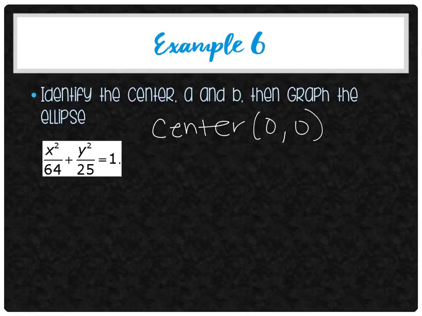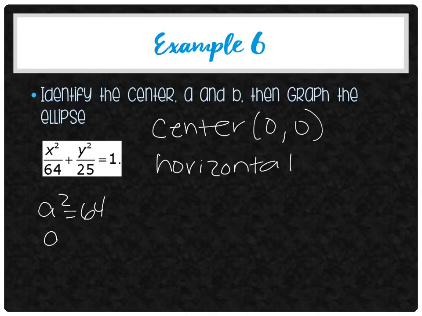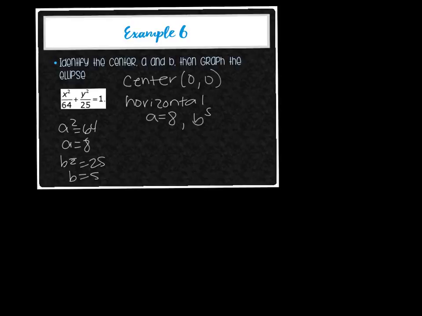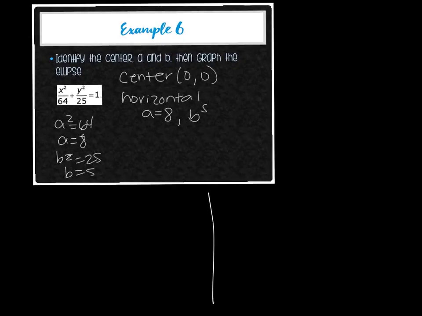Good. 64 is bigger, and that's under the X, so this is horizontal. A squared is 64, so A is 8. B squared is 25, so B is 5. And then you graph. So horizontal tells me I'm counting right and left the bigger of the two, which is the A. 1, 2, 3, 4, 5, 6, 7, 8. And then the B is 5. 1, 2, 3, 4, 5.